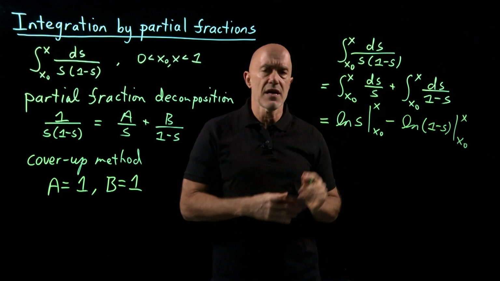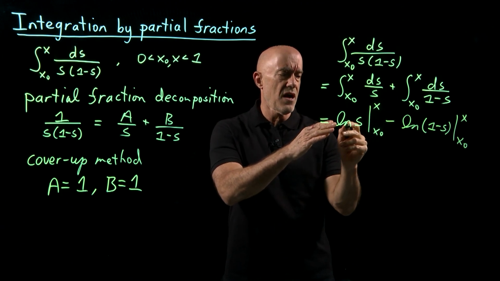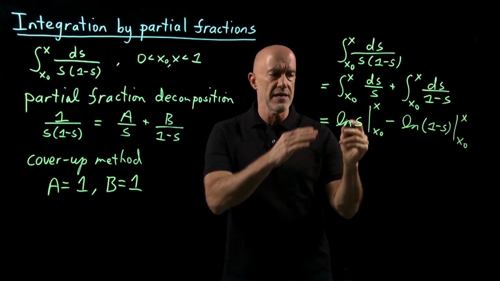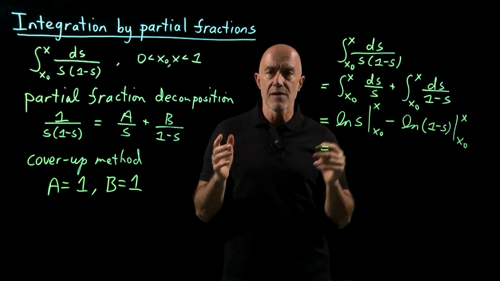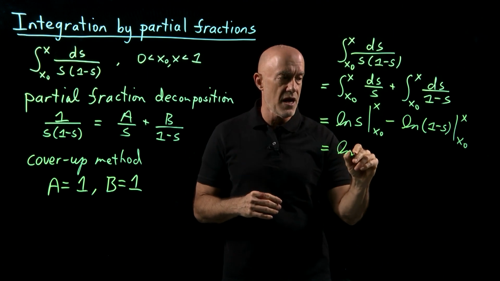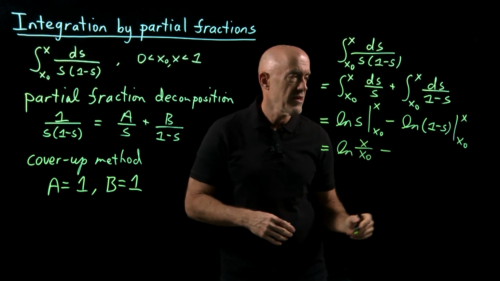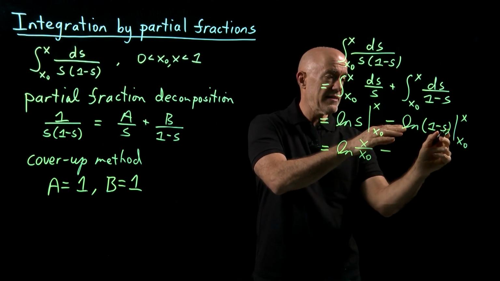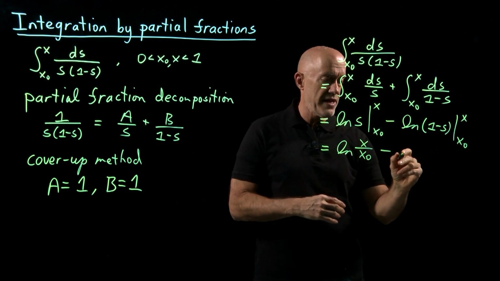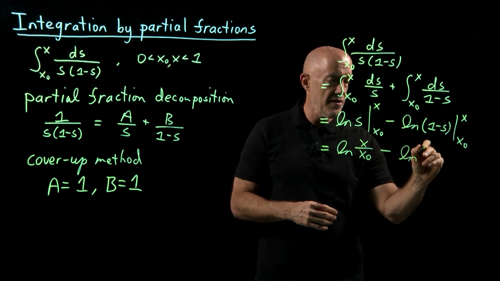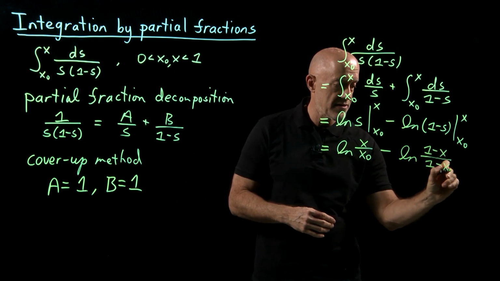When you have limits on the logarithm, we can use that log of x minus log of x naught is the same thing as log of x divided by x naught. So we can jump to that directly. So this is log of x over x naught, minus the log of 1 minus x minus the log of 1 minus x naught, which is just the ratio. So it's the log of 1 minus x divided by 1 minus x naught.